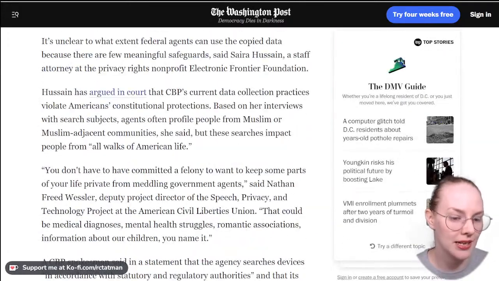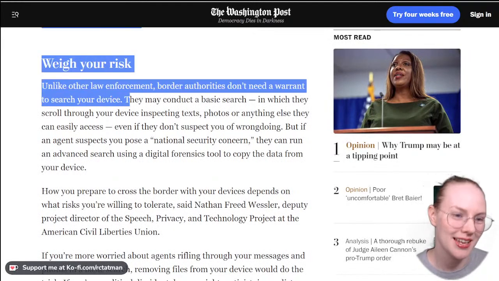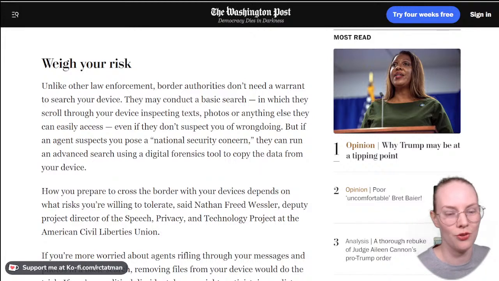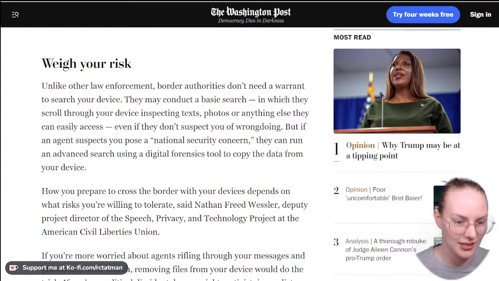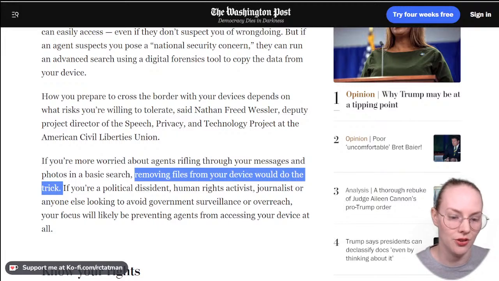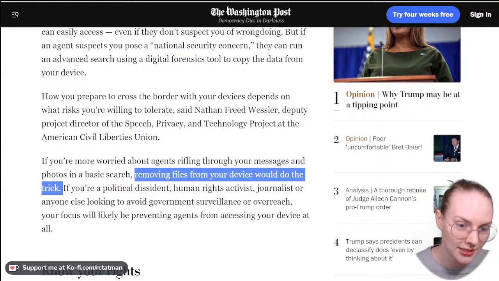Some specific things are, oh, this is fabulous: unlike other law enforcement, border authorities don't need a warrant to search your device. They may conduct a basic search in which they scroll through your device, inspecting text, photos, or anything else they can easily access, even if they don't suspect you of wrongdoing. But if they suspect you of posing a national security concern, they can run an advanced search using a digital forensics tool to copy the data from your device. So a big thing is just to remove files from your device. If you use photo storage, maybe unsync it so that you only have the photos you've taken recently, or back up the photos and then delete them from your device.